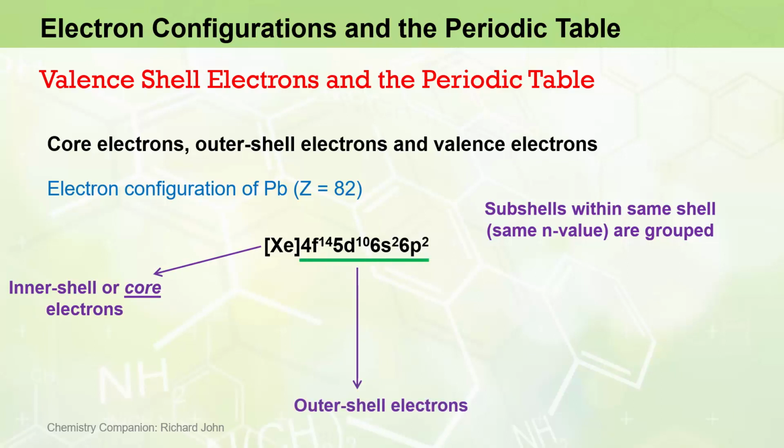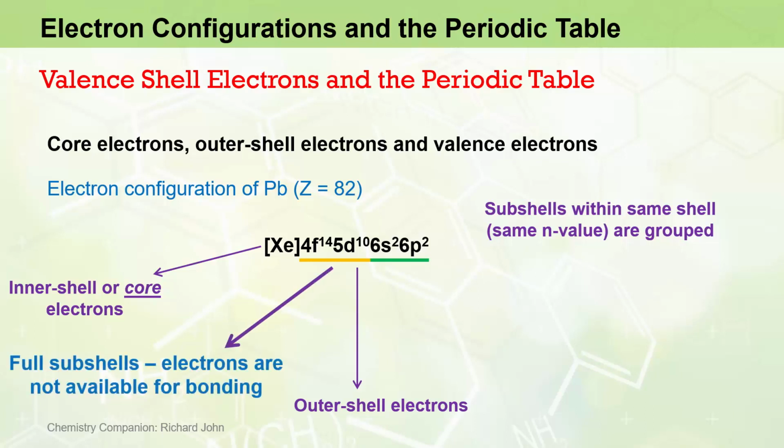These electrons are called the outer shell electrons, and it turns out that only some of these are available for bonding. This part of the outer shell electron configuration, the 4f14 and the 5d10 electrons, represent electrons in full subshells, and we know that full subshells are stable.